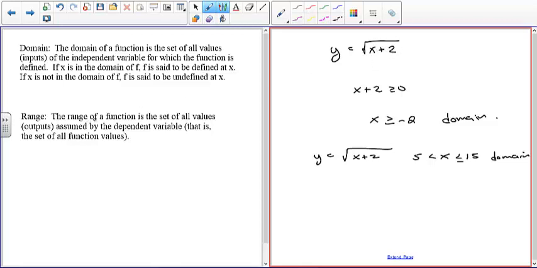Now the range of a function is the set of all output values assumed by the dependent variable. That is, the set of all function values.